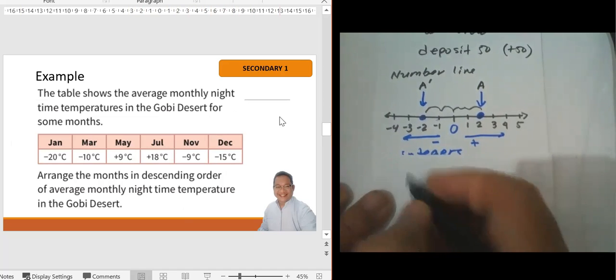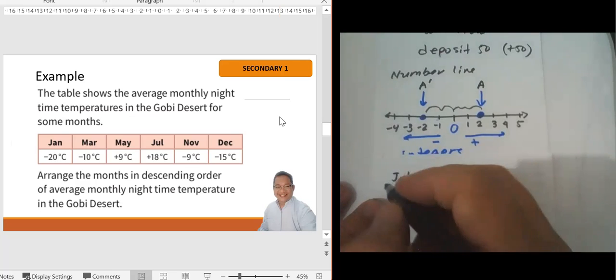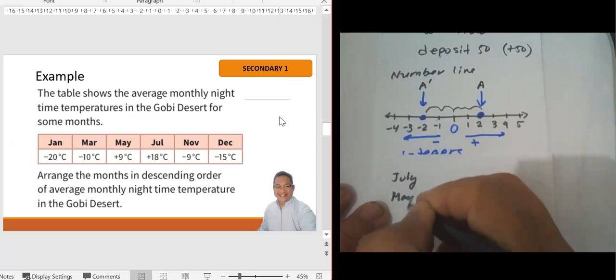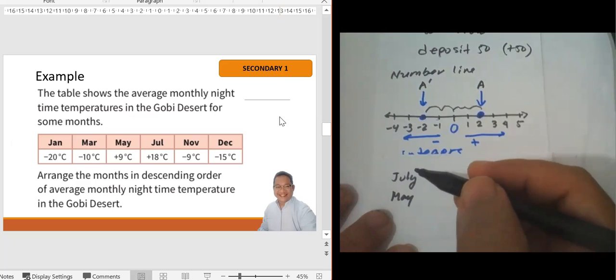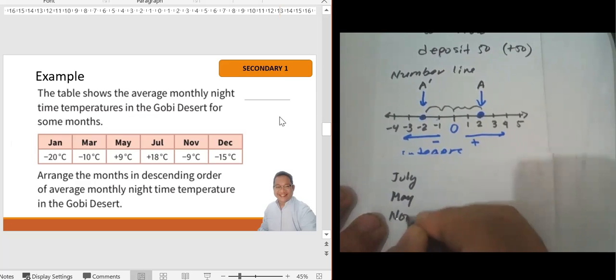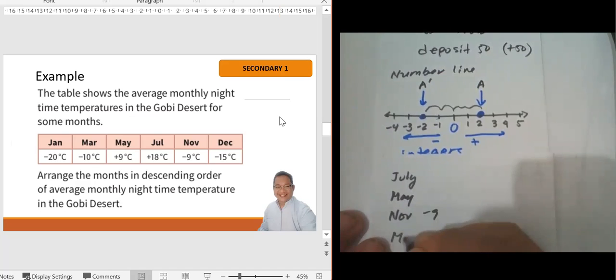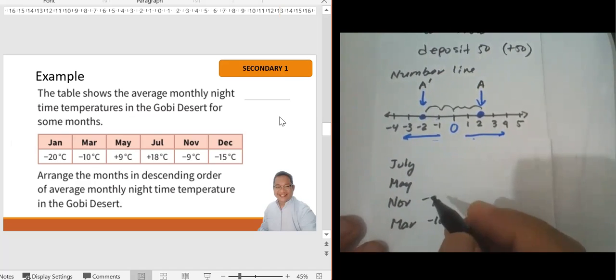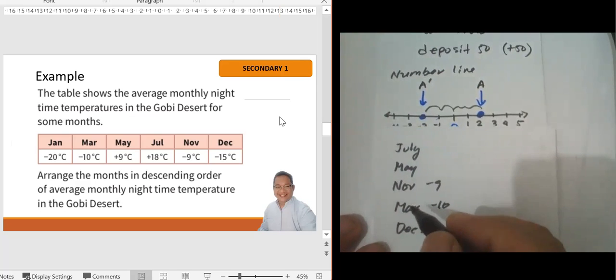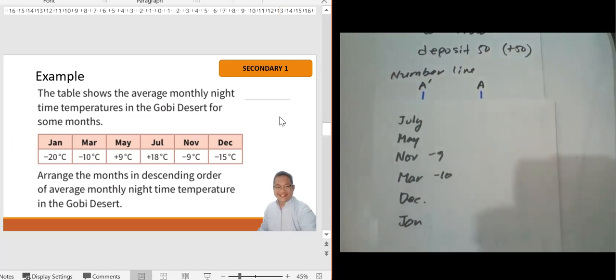So in that case, that's actually July, after which is May. July, May, and then you have -9 November. So -9, and then -10 in March. And then you have December. Yep, you have December. And then you're gonna have January. All right, that's the answer.